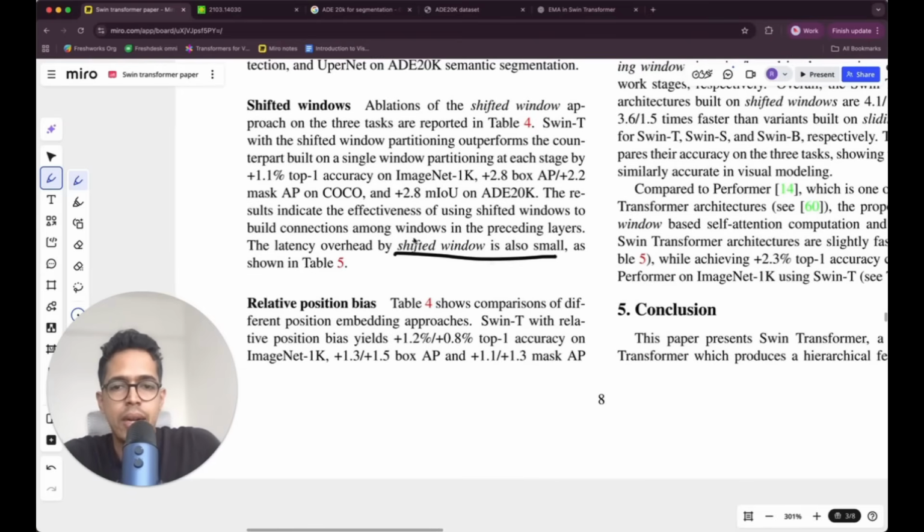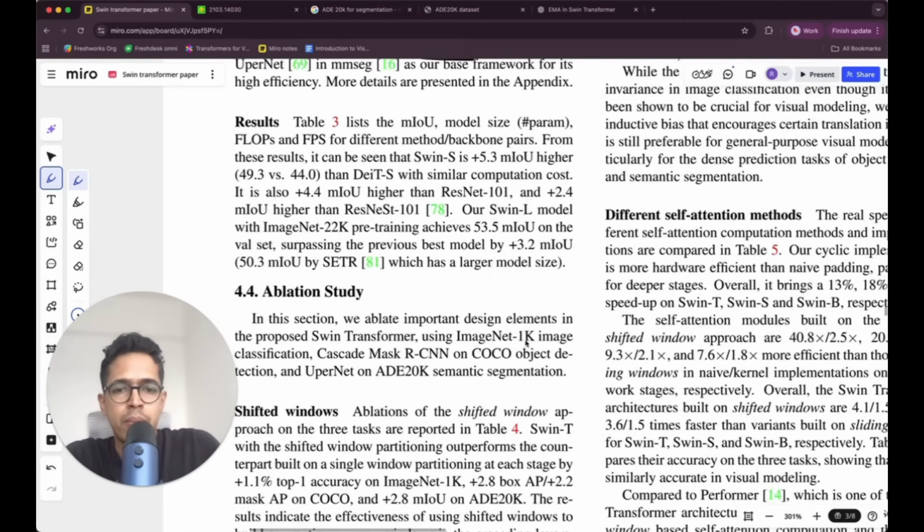So now let's look at relative position bias. This was one area of confusion for us, like why not normal position embedding? Why do we have relative position bias? So table 4 shows comparisons of different position embedding approaches. Swin-T with relative position bias yields plus 1.2% top-1 accuracy on ImageNet, and mask average precision.